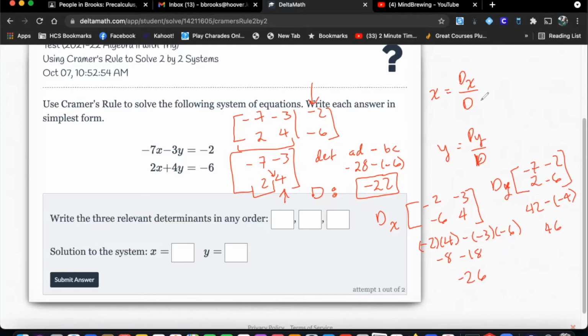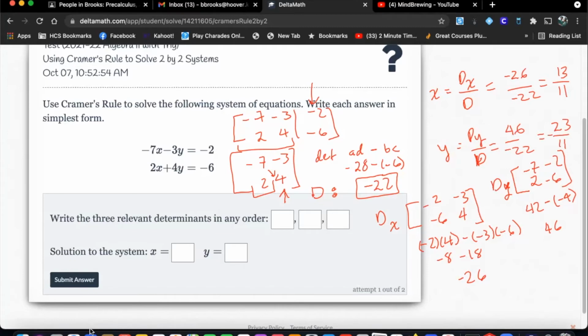All right. So basically, we're going to have D in terms of X, -26 over -22. That's going to give us positive 13 over 11. And then D in terms of Y is going to be 46 over -22. That's going to give us, oh, so -23 over 11.